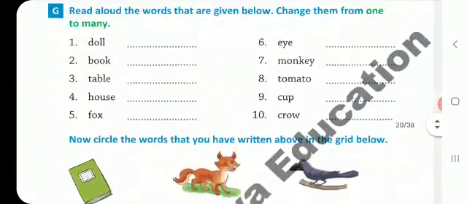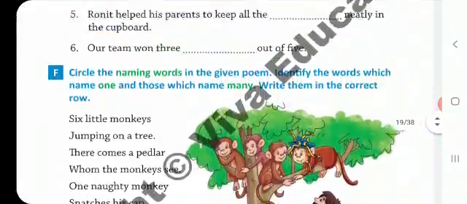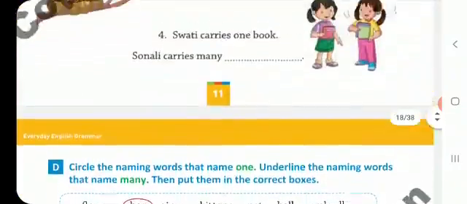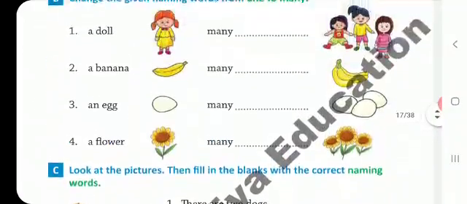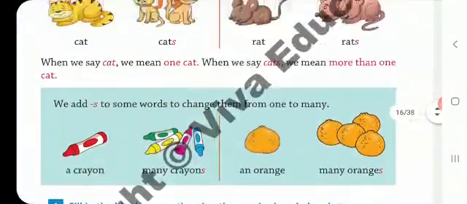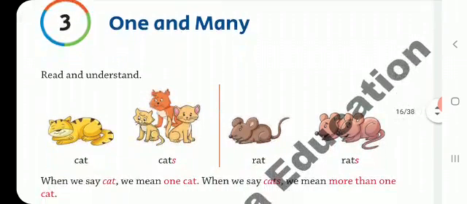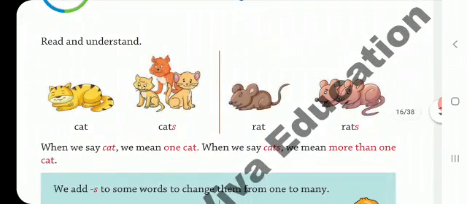So, children, have you all understood this concept of one and many? Anything that is single is one, and anything that is more than one is considered to be many. The other word that we use for that is singular and plural. And the ways to make anything plural is by adding an S or an ES.